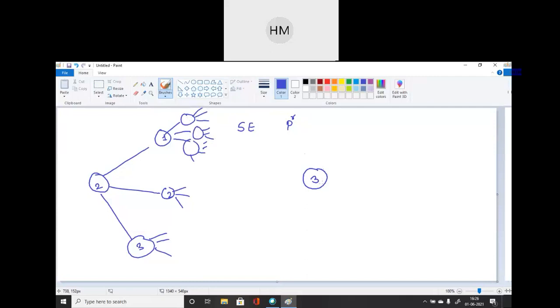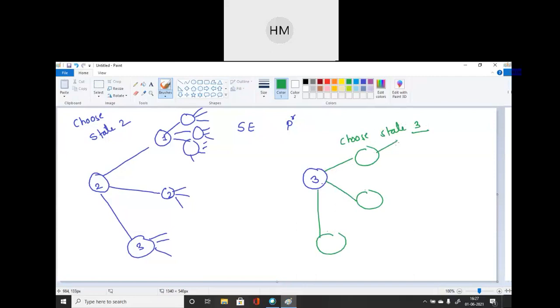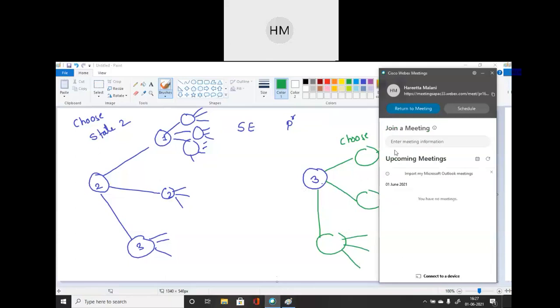Choose state 3. We have chosen here. In the second step, we have chosen state 2. Here we are choosing state 3, that it is starting from state 3. So 1, 2 and 3. So here we are going like this. Clear, students? Any doubt? Am I audible to all?